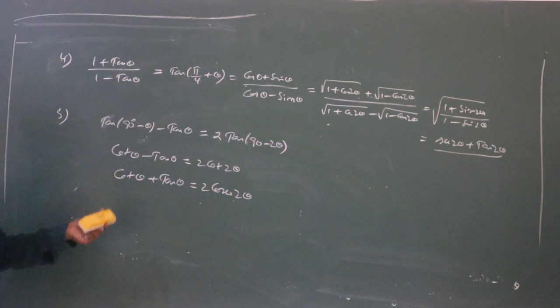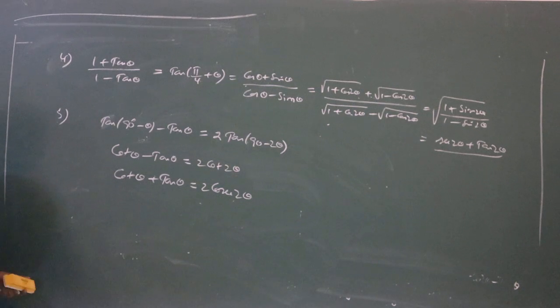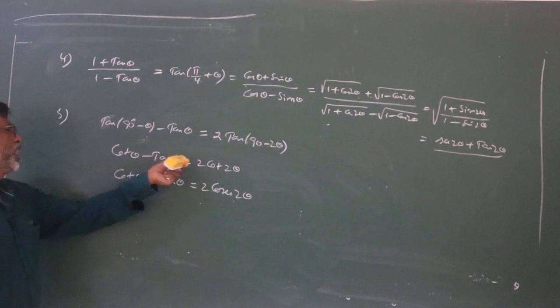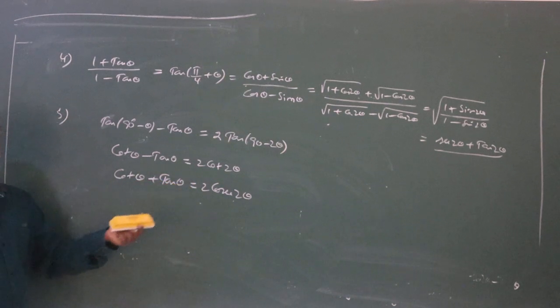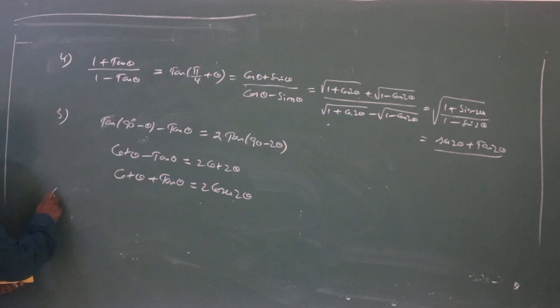These are the very important formulas. We are getting the problems. cot θ − tan θ = 2 cot 2θ. Observe the formulas: cot θ + tan θ equals 2 cosec 2θ. Now, so very simple. Some shortcuts are there.